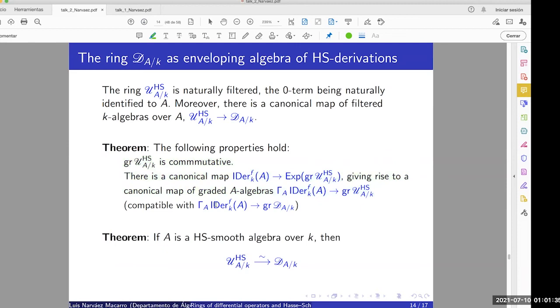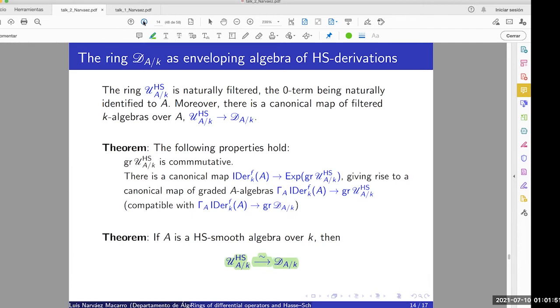And the theorem is, if A is Hasse-Schmidt smooth over K, then the differential operator rings can be recovered as the universal enveloping algebra of Hasse-Schmidt derivations. Okay.